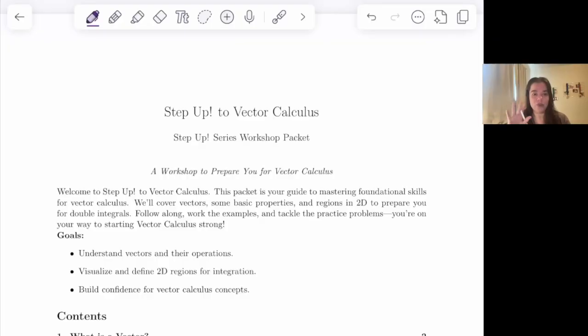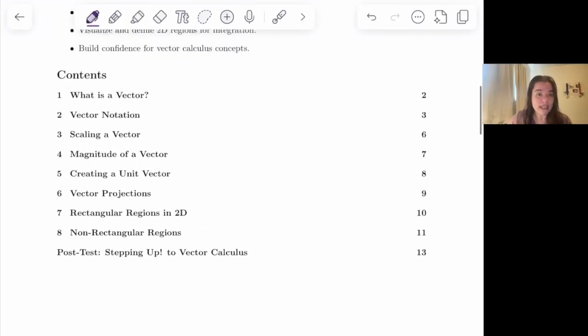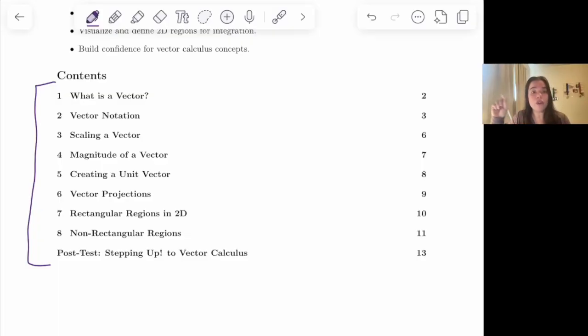This packet and video is a great thing to go over if you're preparing to take vector calculus and want to see a small sample of some topics you are likely to eventually encounter. We're going to start with some basics of what is a vector, some vector notation, scaling vectors, magnitudes of vectors, creating unit vectors, vector projections, etc. A lot of big topics are going to be covered in here, just to give you a flavor of what's to come in your vector calculus class.